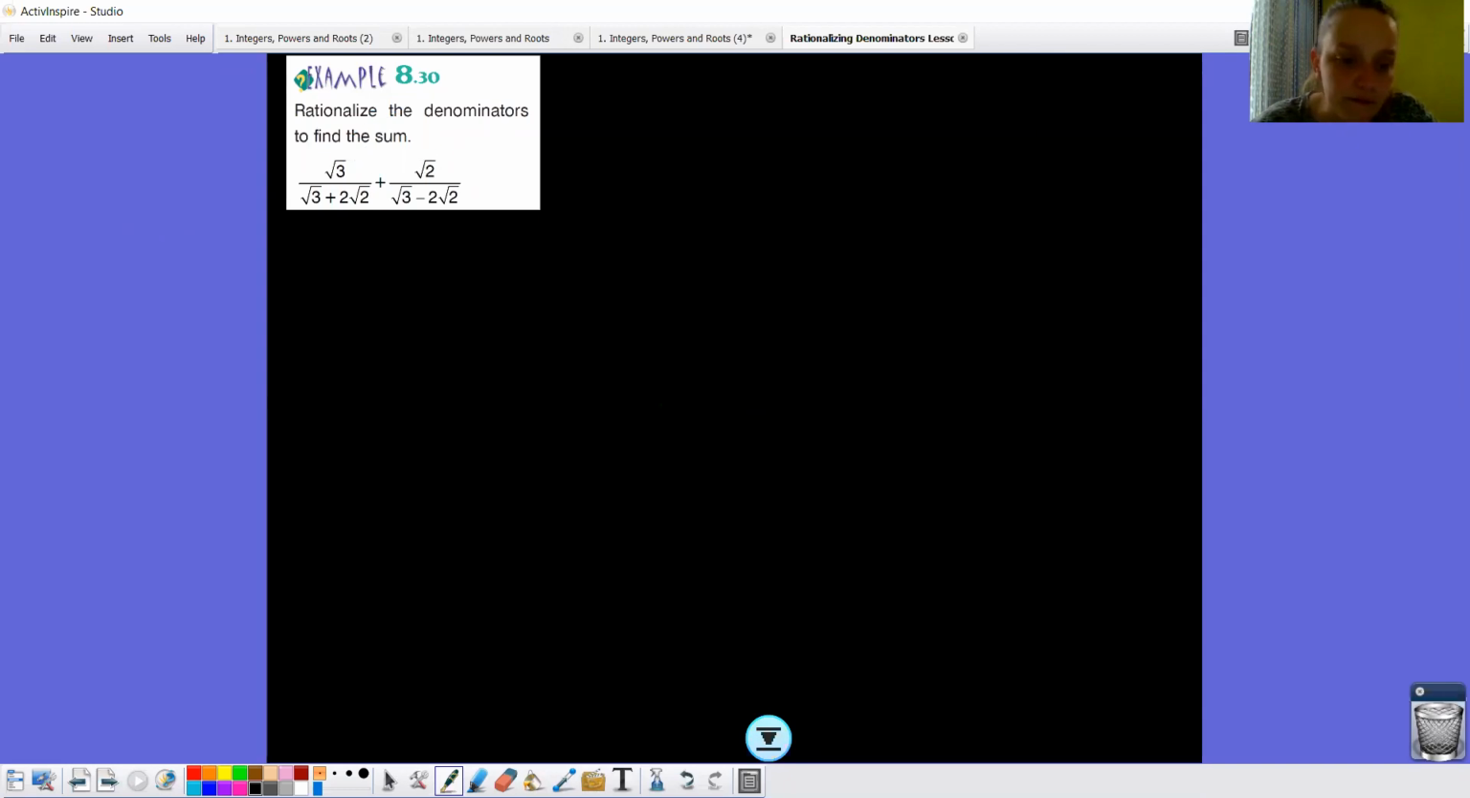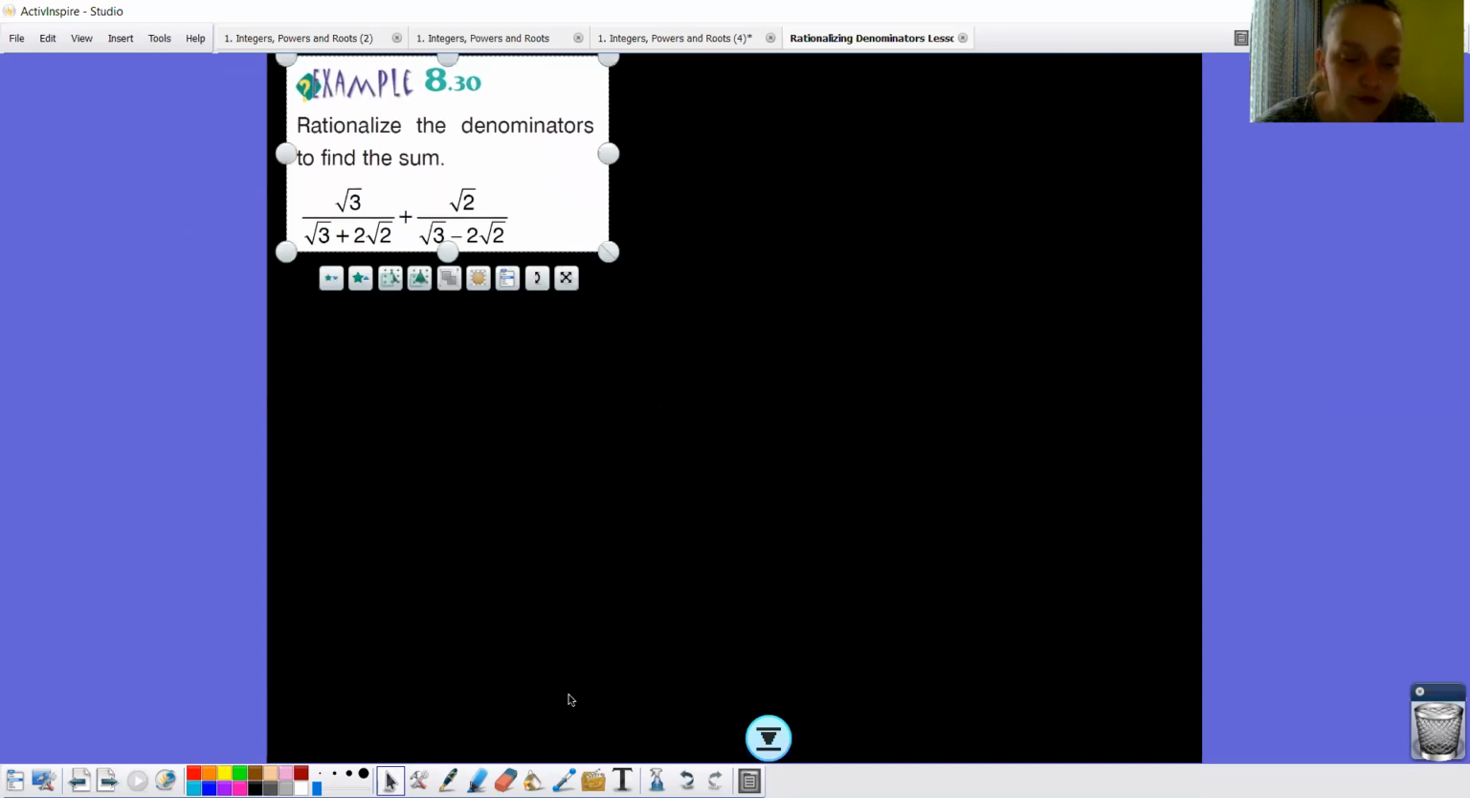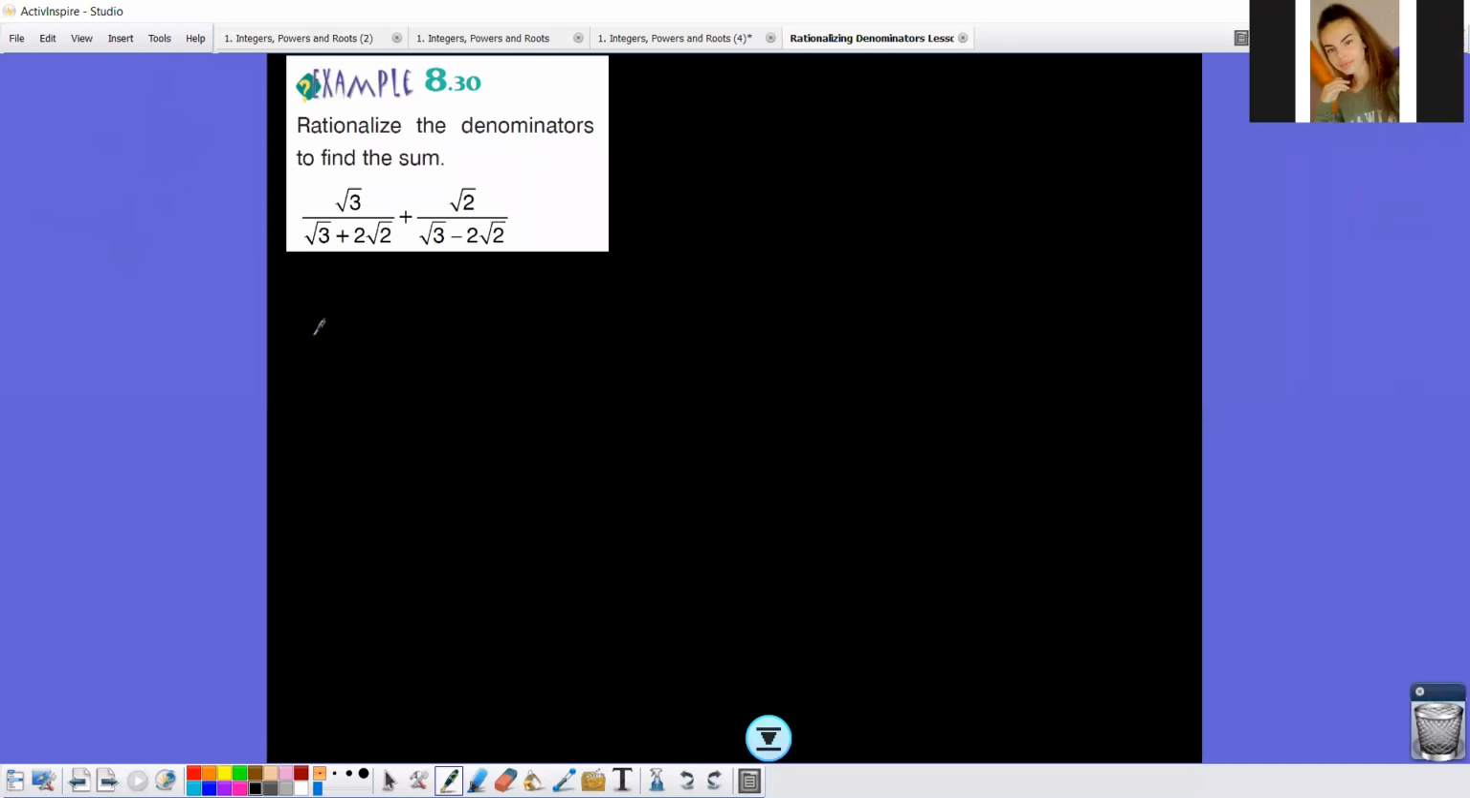Look here, we have the sum of two fractions, yes? Root 3 over root 3 plus 2 root 2 plus root 2 over root 3 minus 2 root 2. So when we were adding fractions, what we're doing, we're equalizing the denominators, yes? Yes. Now here I will do separate.